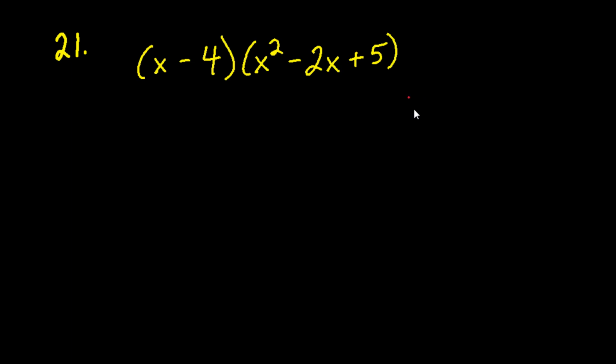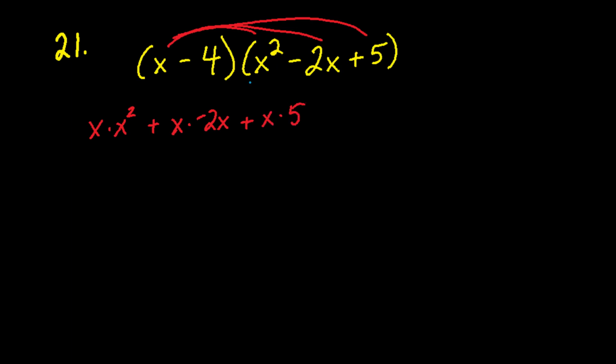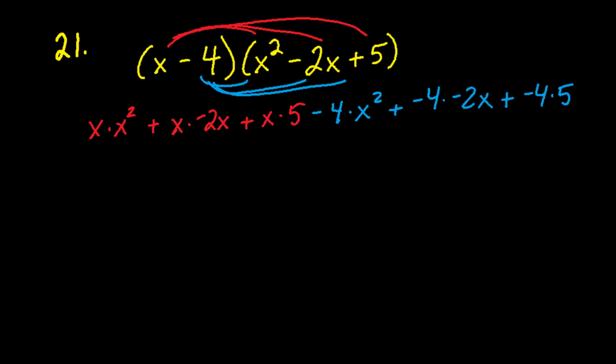In this next problem, we need to multiply a binomial times a trinomial. So first we will multiply the x through. So x times x squared plus x times negative 2x plus x times 5. Next we will multiply the negative 4 through. Negative 4 times x squared plus negative 4 times negative 2x plus negative 4 times 5. Simplifying, we get x cubed minus 2x squared plus 5x minus 4x squared plus 8x minus 20.